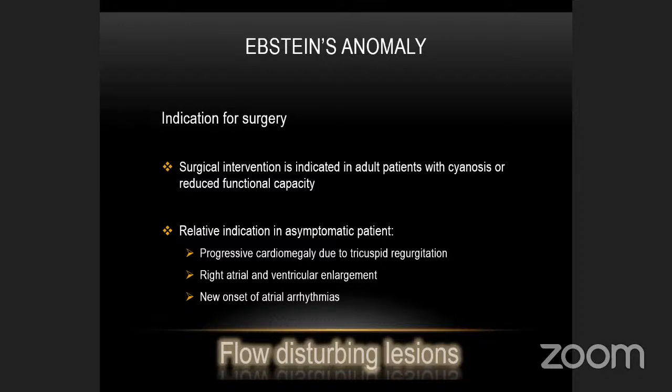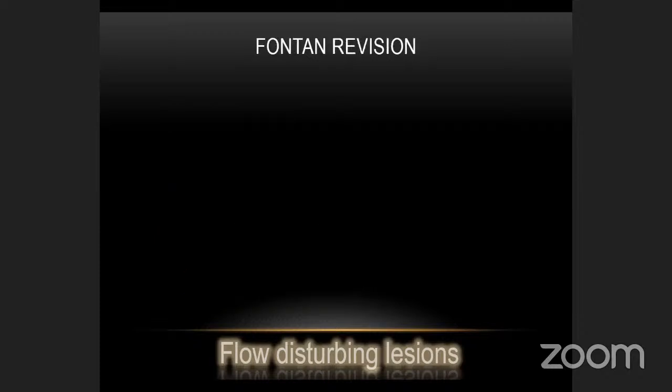Surgical intervention is indicated in adult patients with cyanosis or reduced functional capacity. The relative indications in asymptomatic patients include progressive cardiomegaly due to tricuspid regurgitation, right atrial and ventricular enlargement, and new onset of atrial arrhythmias.